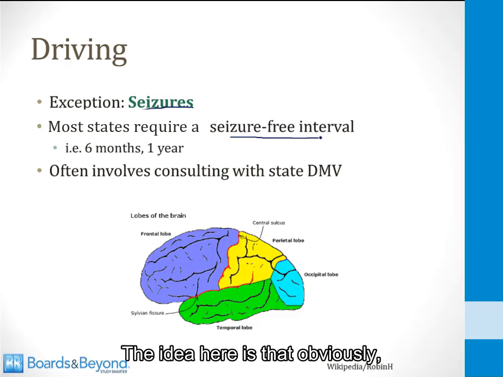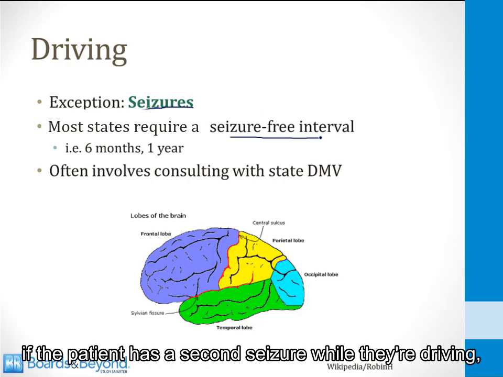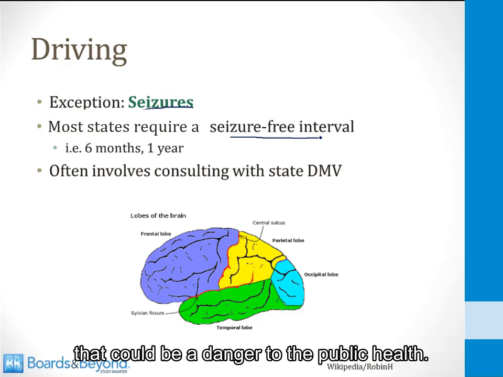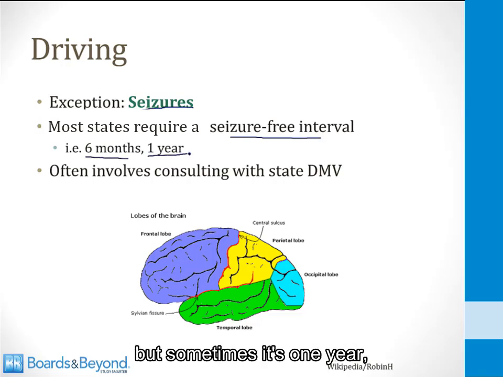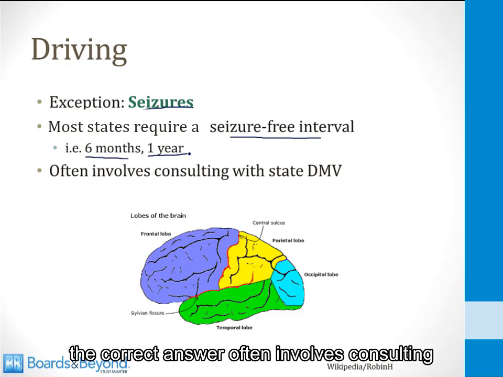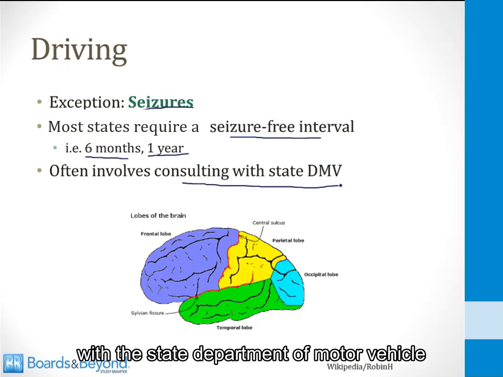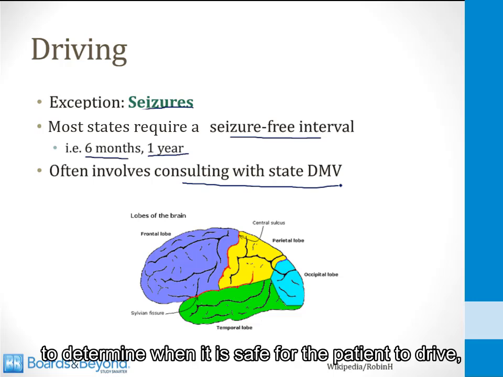The idea here is that obviously if the patient has a second seizure while they're driving, that could be a danger to the public health. Often the seizure-free interval is 6 months, but sometimes it's 1 year. And in terms of board questions, the correct answer often involves consulting with the State Department of Motor Vehicles to determine when it is safe for the patient to drive again.